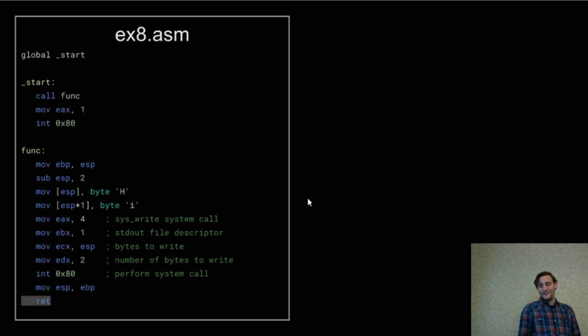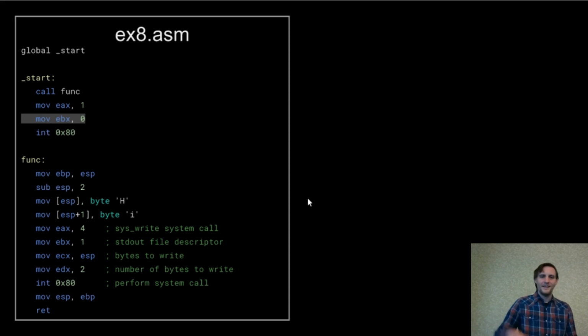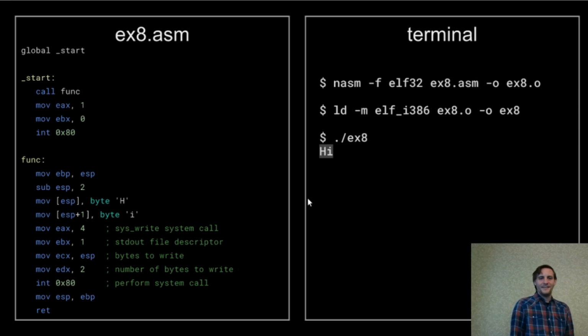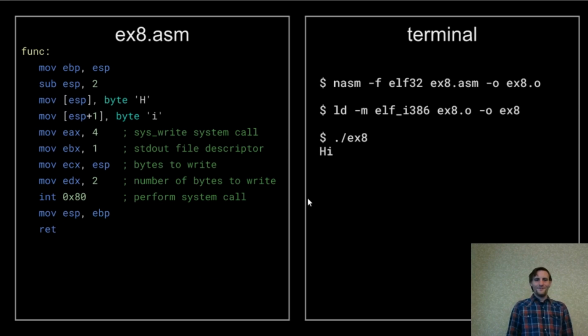That way our return instruction returns to the correct location because it's stored on the top of the stack. Finally, since I'm no longer setting EBX for the exit code, I'll go ahead and add a line before the final system exit call to set it to 0. Now we can assemble, link, and execute the program again. And it says hi. Cool.